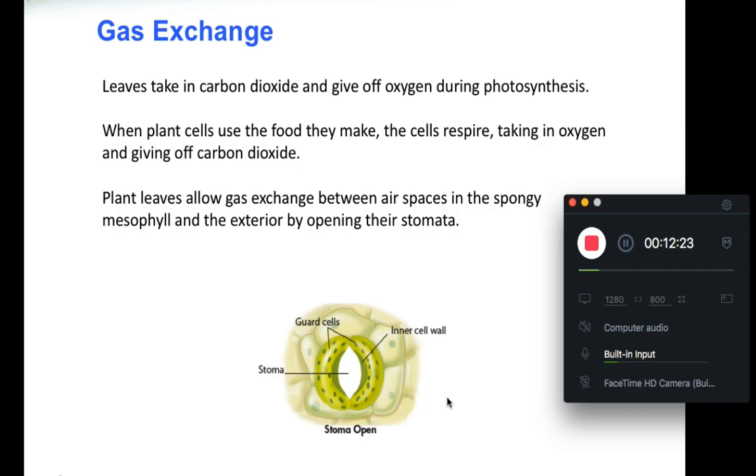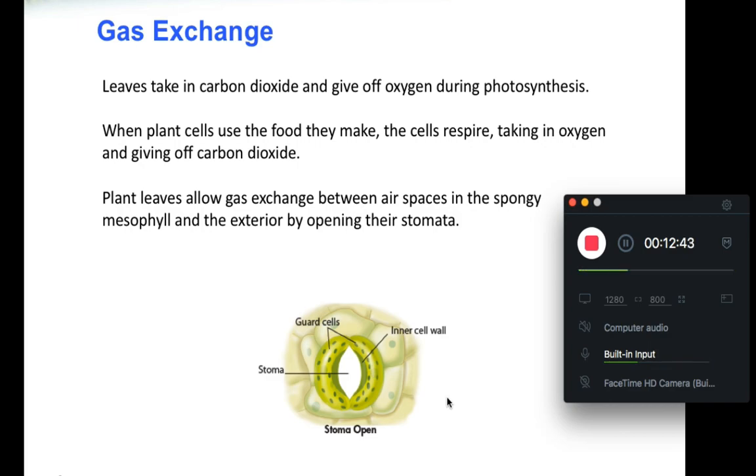Now, it doesn't come for free. When the stoma opens in order to give off the gas exchange it needs in order to go through photosynthesis, it loses water. Now, this may be fine for some plants, maybe here in Florida, but it won't be as great if you're in the desert and you're a cactus.